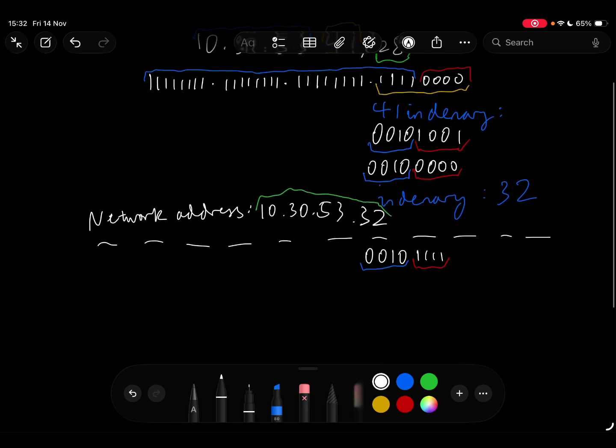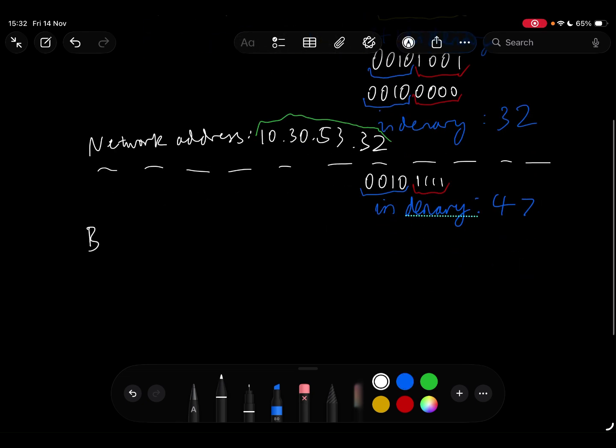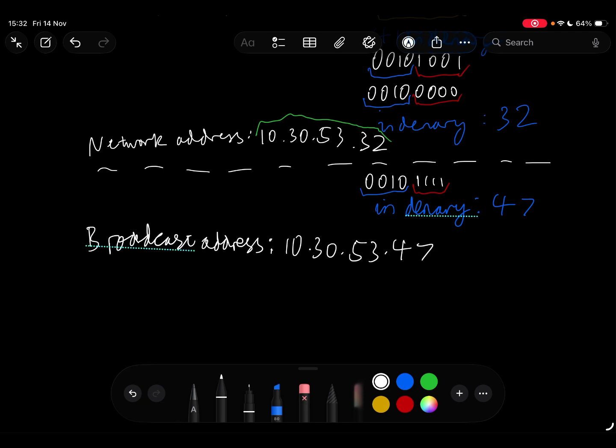So the same as before, convert it to denary. In denary, this is, can I do that in my head? 32 plus 8 is 40, plus 4 is 44, plus 2 is 46, 47. So the broadcast address is 10.30.53.47.